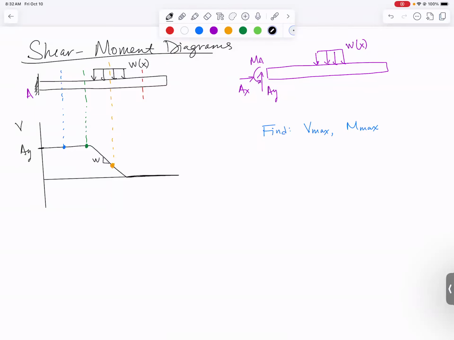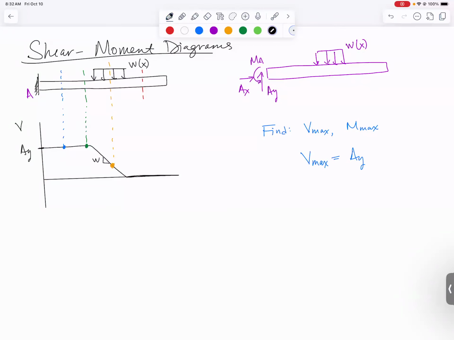Just sketched using the fact that we know that point loads are going to cause upward jumps and distributed loads are going to cause a downward constant slope equal to W, and we have to end at 0 at the end of the beam. So if we want to find Vmax, guess where it is? It's anywhere in that first section of the beam, and the Vmax is equal to AY.